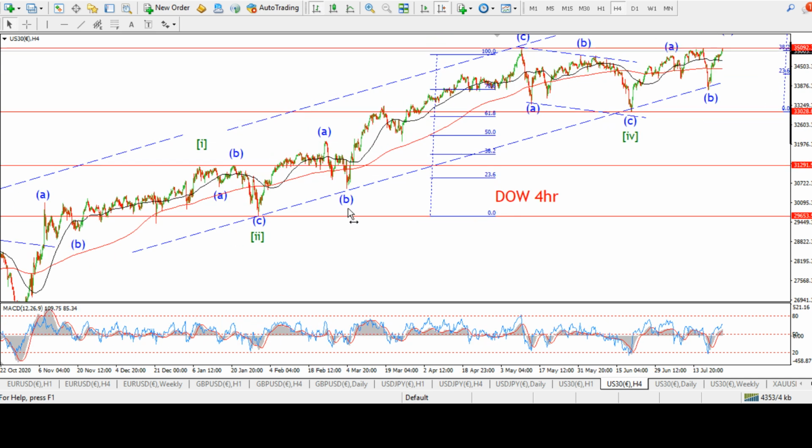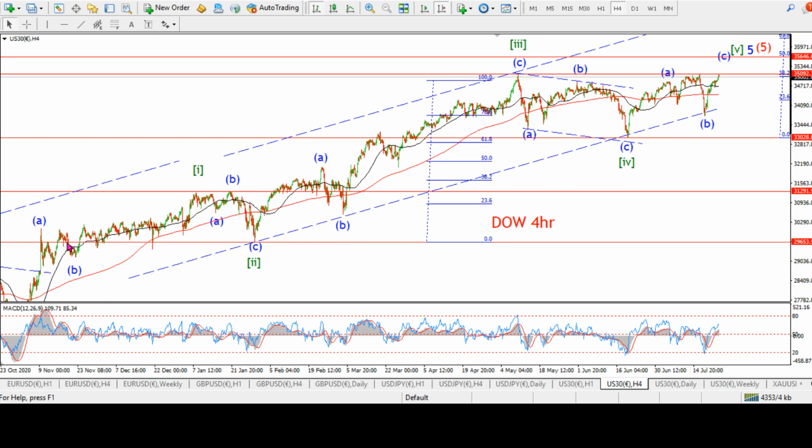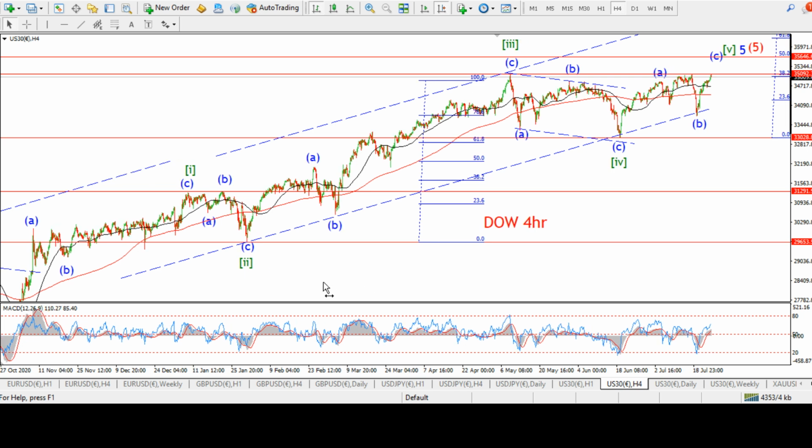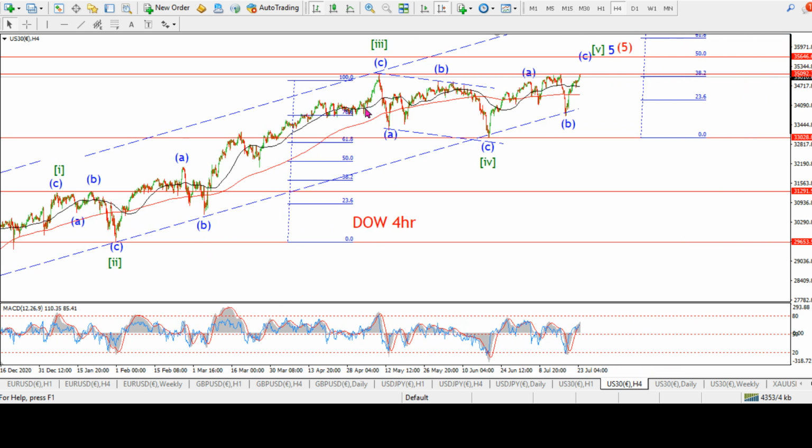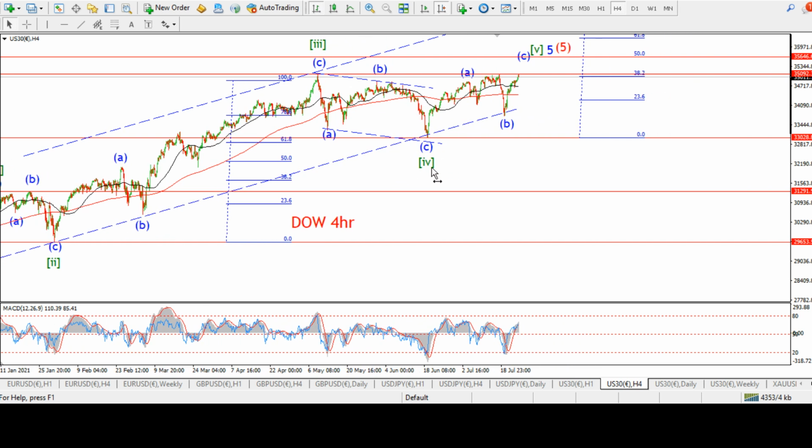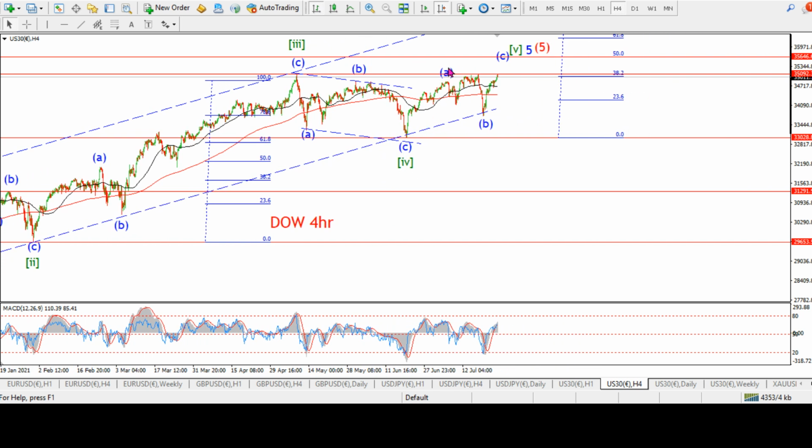Now, let me show you where I'm thinking right now. We've got another larger ending diagonal, but we've got three waves up in one. So ABC up in one, ABC down in two, ABC up in three, ABC down in four, and now ABC up in five.